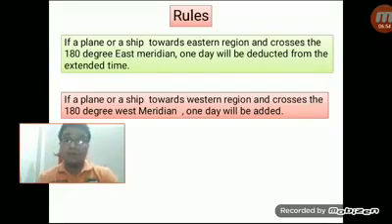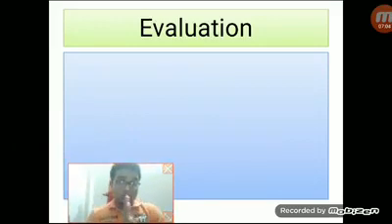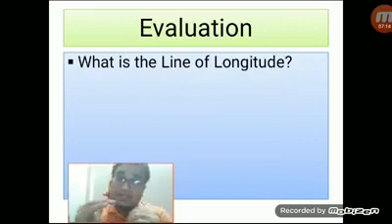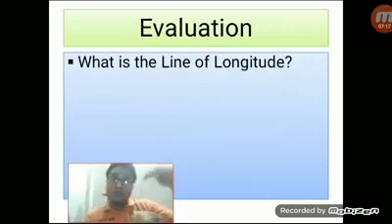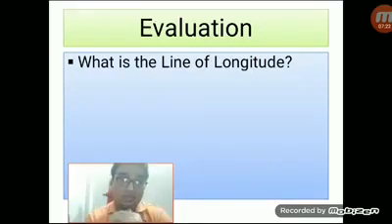So dear students, now I am going to go to the last part of today's class, that is the evaluation part, and here I am going to ask you some questions. Okay, so the first question is: what is the line of longitude on the earth's surface? What lines do we see from north pole to south pole? Basically they are half circular lines, called lines of longitude, and these lines are very important to find out the local time of a place.